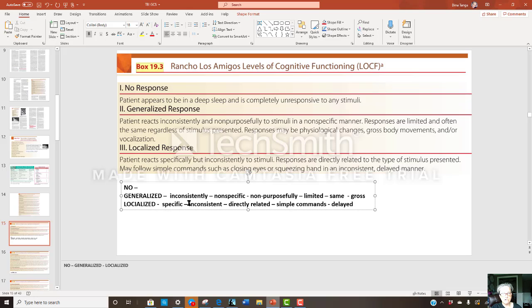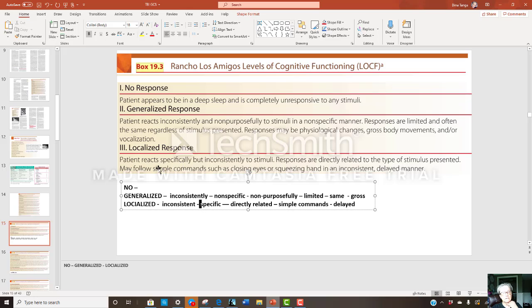Okay, so let's move this word around, that way we're kind of visually consistent. Generalized and localized response, both of them are inconsistent. The difference between generalized and localized is that generalized is non-specific and localized is specific.